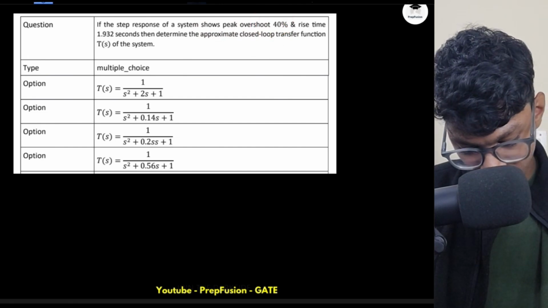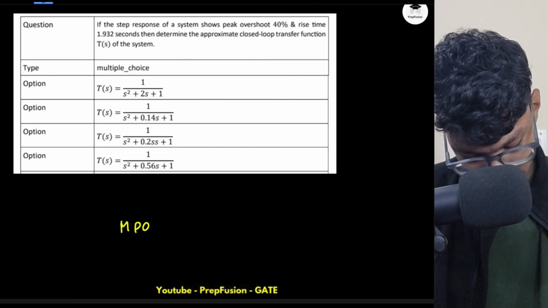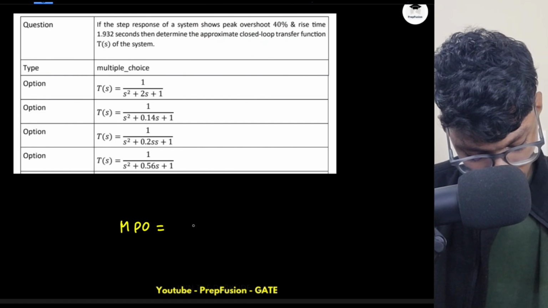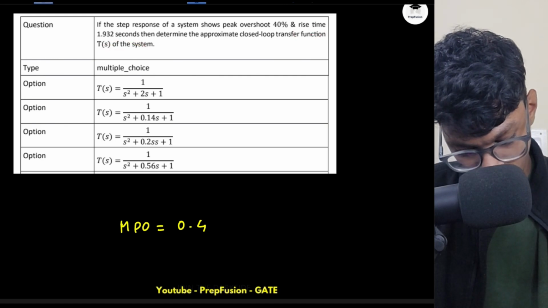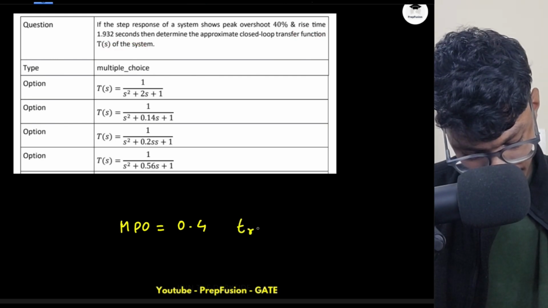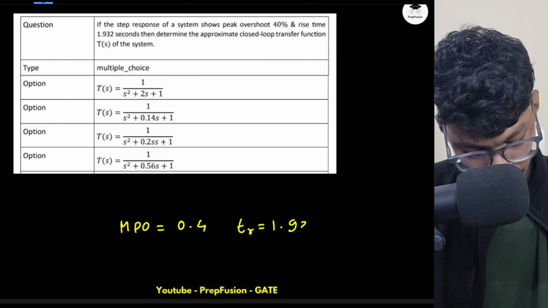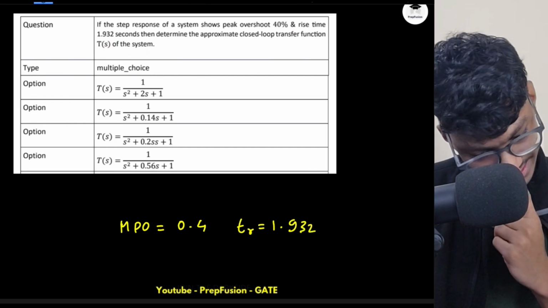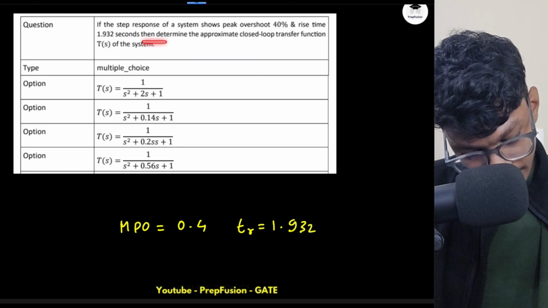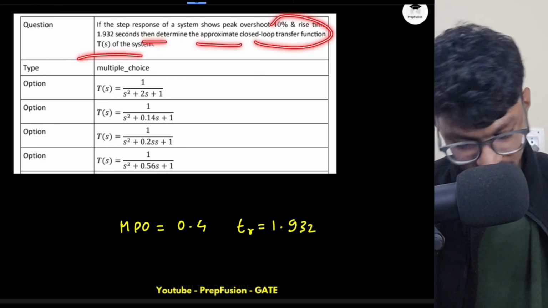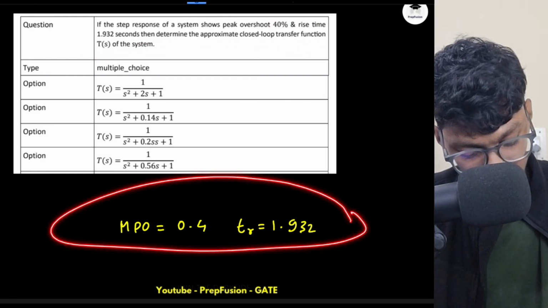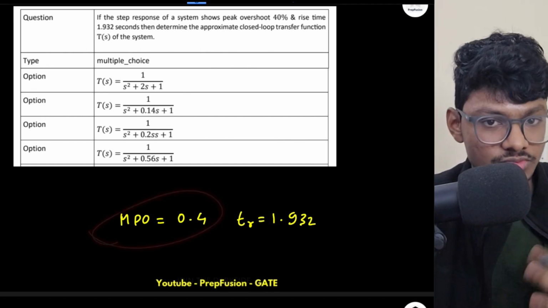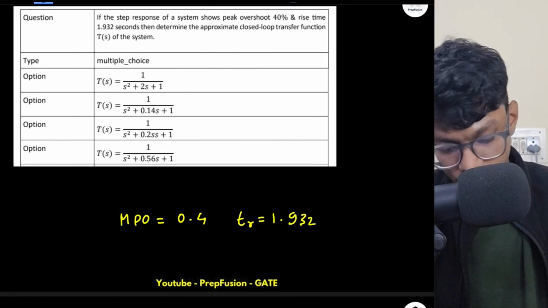So the maximum peak overshoot is 40%. Okay, MPO, maximum peak overshoot, is 40%, that is 0.4, and the rise time is 1.932 seconds. Then determine the approximate closed loop transfer function for this system. What will be the approximate closed loop transfer function? So these two pieces of information are given, and if I want to write this in terms of zeta and omega, you should remember this formula.